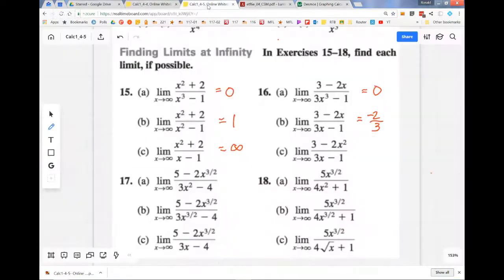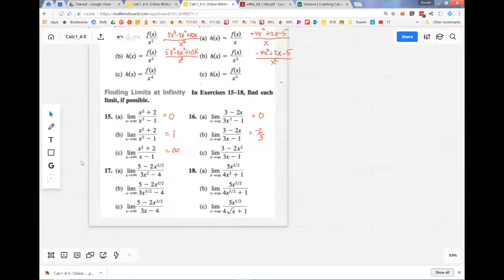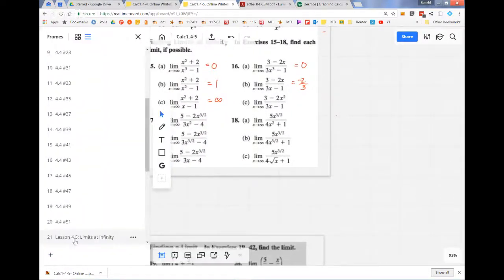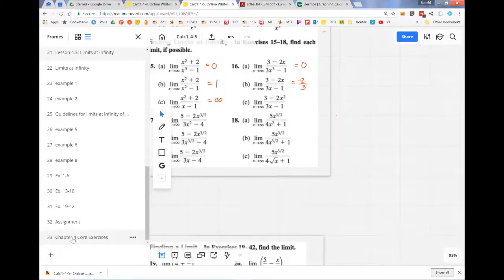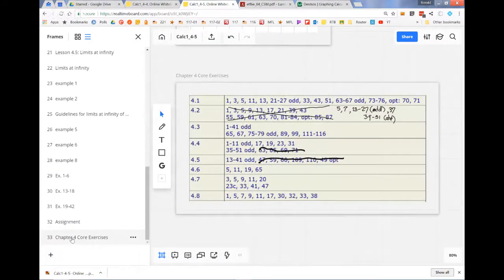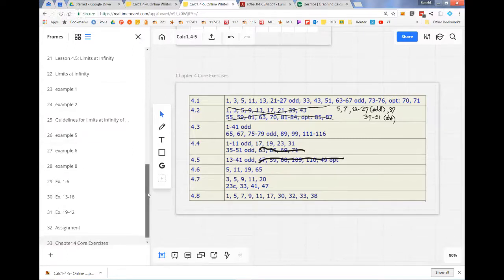Okay, where was I? What I'm going to do here is show you what the assignment is, but we're going to take an extra day. We ran out of time here, which is fine. So let me show you what the assignment's going to be. It's just going to be 13 to 41 odds. But I just don't feel comfortable setting you off quite yet. We're at the end of class, and we need to spend a little more time with this.